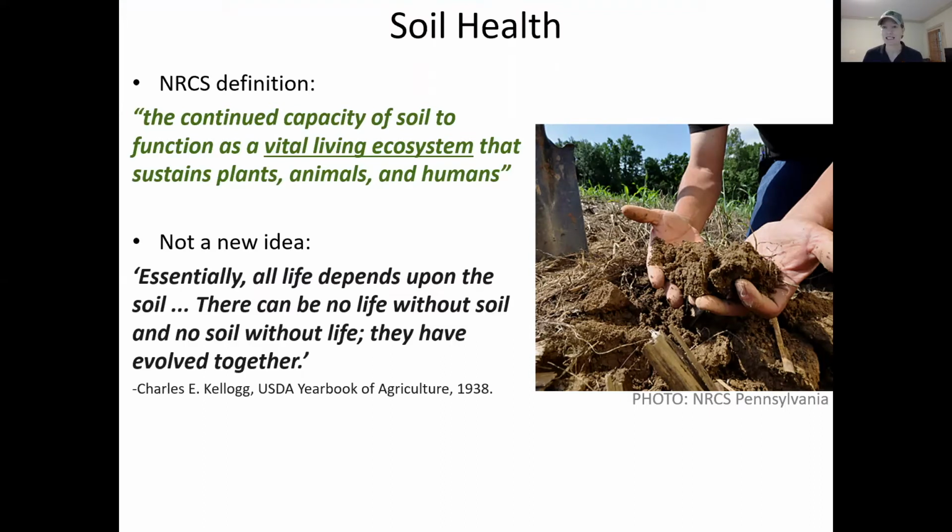Already back in 1938 in the USDA Yearbook of Agriculture, Charles Kellogg was writing about soil health. He stated that essentially all life depends on the soil. There can be no life without soil and no soil without life. They have evolved together. So if we want to work towards having healthy soils, we need to recognize soils as the living ecosystems that they are.